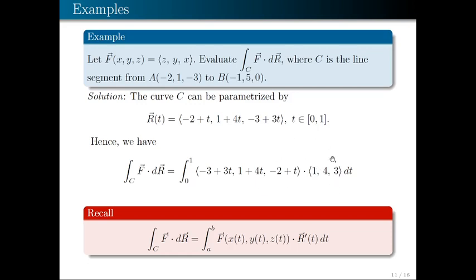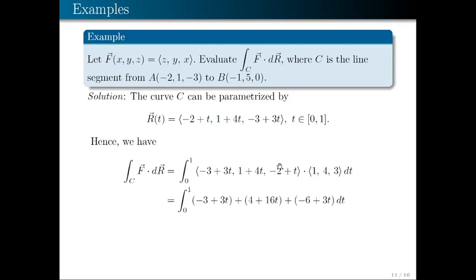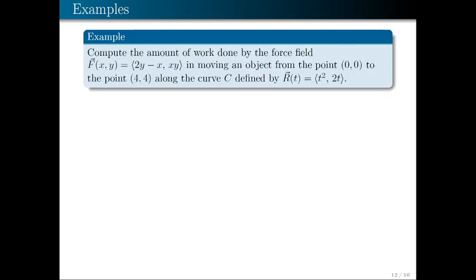Once again, we do the dot product, then simplify, and eventually we have the integral from 0 to 1 of 22t minus 5 integrated with respect to t, which we could easily evaluate. That is equal to 11t squared minus 5t, which we evaluate from 0 to 1, giving us a final answer of 6. Okay. Next.